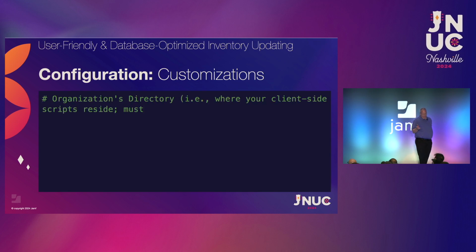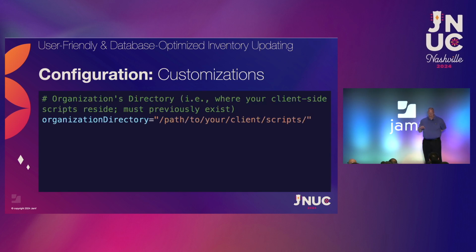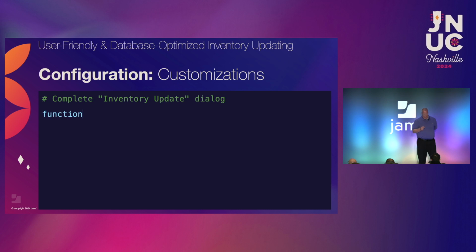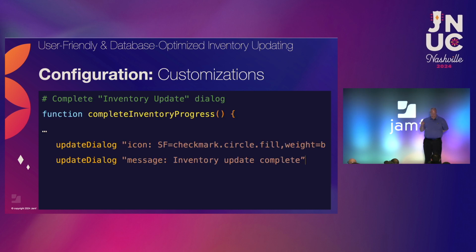The organization directory is the storage location for the hidden file, which keeps track of when inventory was last updated. This directory must previously exist. Now, during post-enrollment with Set Up Your Mac, we deploy some client-side scripts, and that's the directory that we use. The complete inventory progress function controls what is displayed to the user once inventory update has completed. Please note the hard-coded value of 3 for sleep so that the user actually sees the dialog.